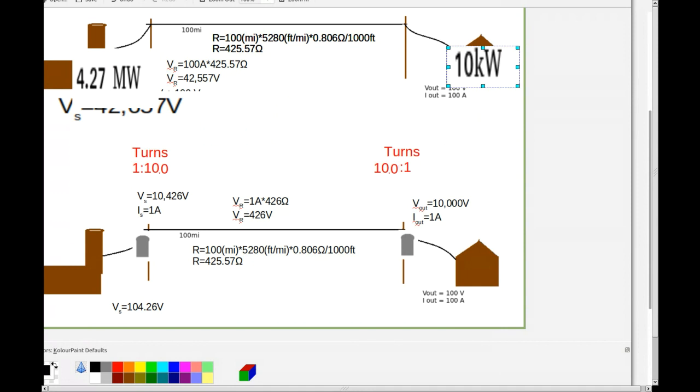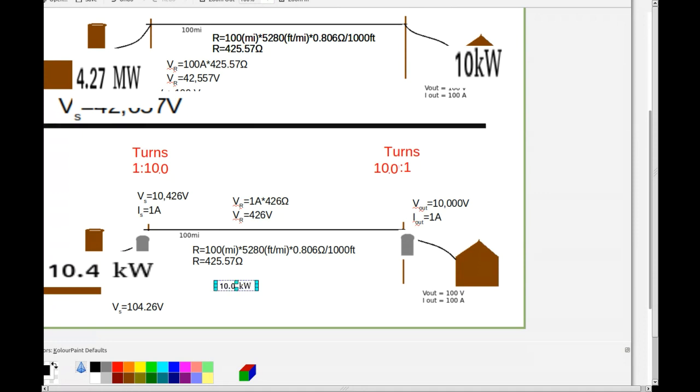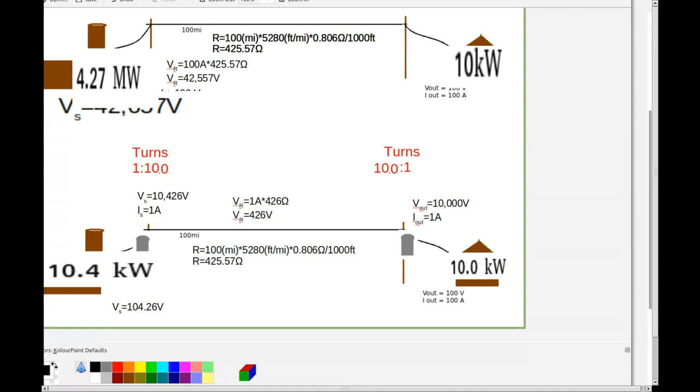But with a transformer, with simply a 100-to-1 transformer, they were able to generate 10.4 kilowatts to get me my 10. So here they only have to generate 10,000.4 kilowatts to get me my 10,000 in my house.